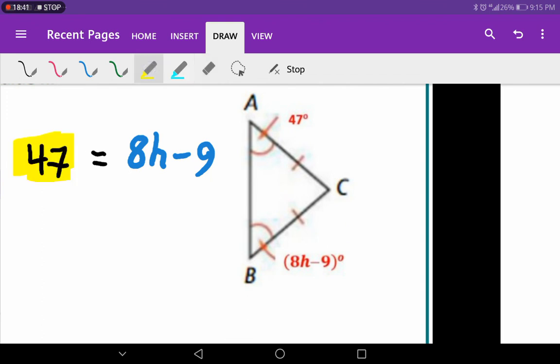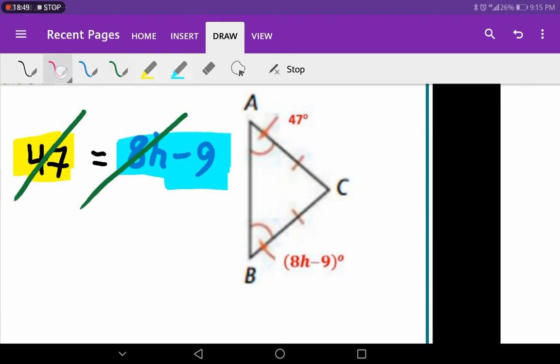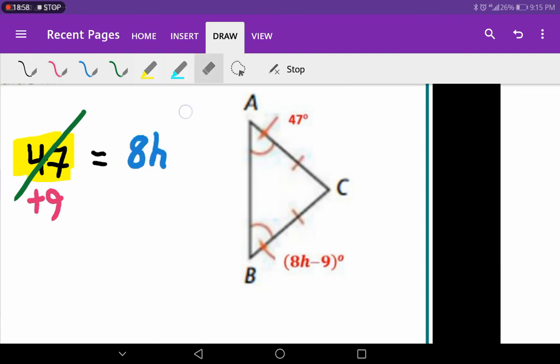This is the left side and this is the right side. In the first step, I ignore this and give the opposite of the 9 to both sides. When I give the opposite, this will be eliminated. But here we have to do some calculation. It is 47 plus 9, that means 56. Yes, it is 56.